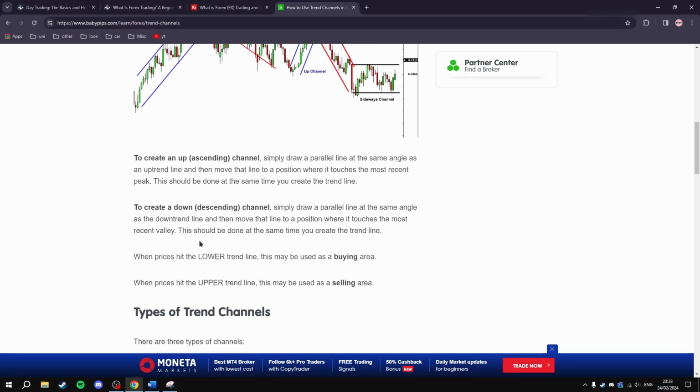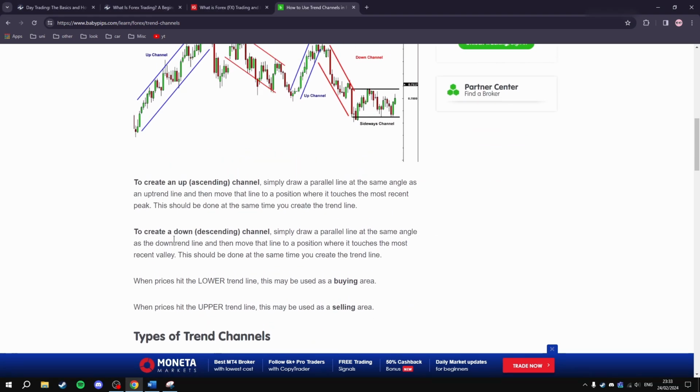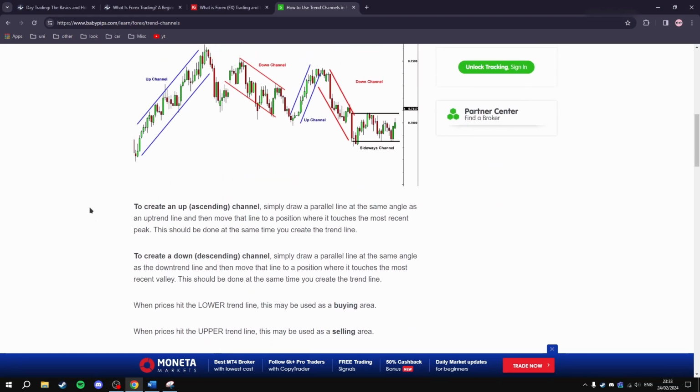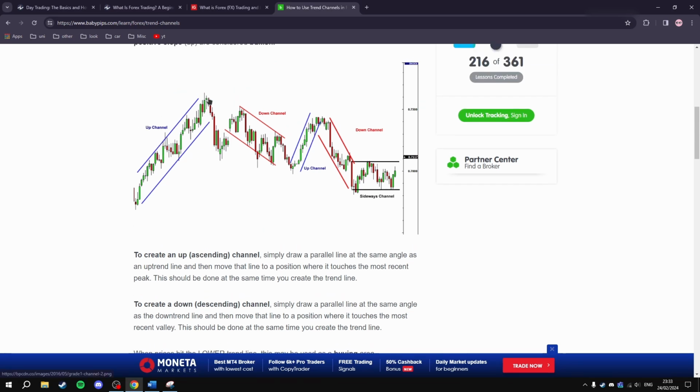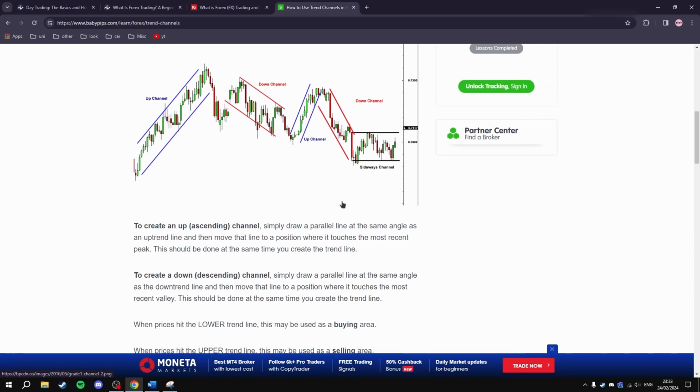To create an ascending channel, simply draw a parallel line at the same angle as an uptrend line and then move that line to a position where it touches the most recent peak. So like here, this should be done at the same time you create the trend line. To create a descending channel, simply draw a parallel line at the same angle as the downtrend line and then move that line to a position where it touches the most recent valley. This should be done at the same time you create the trend line.